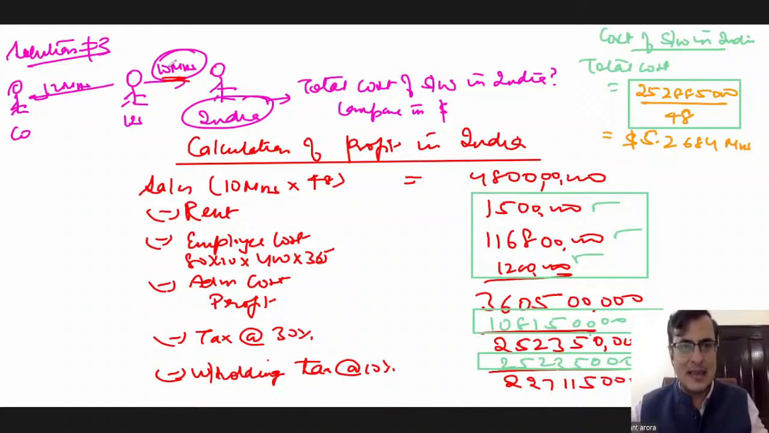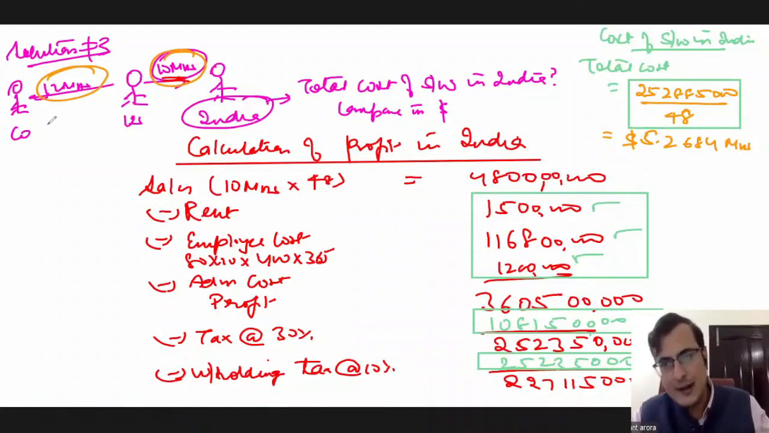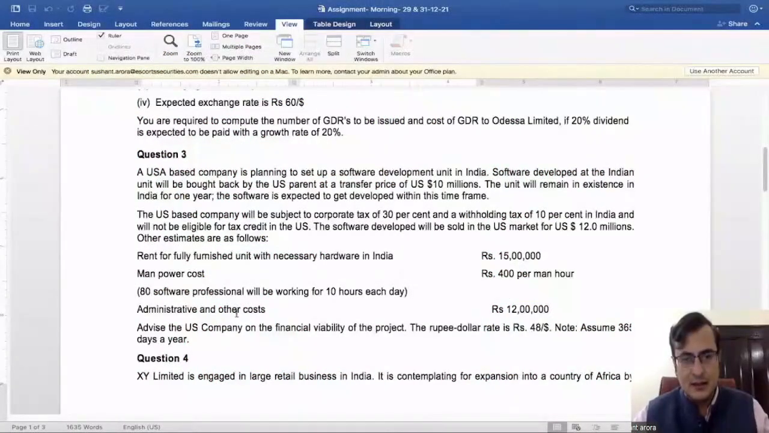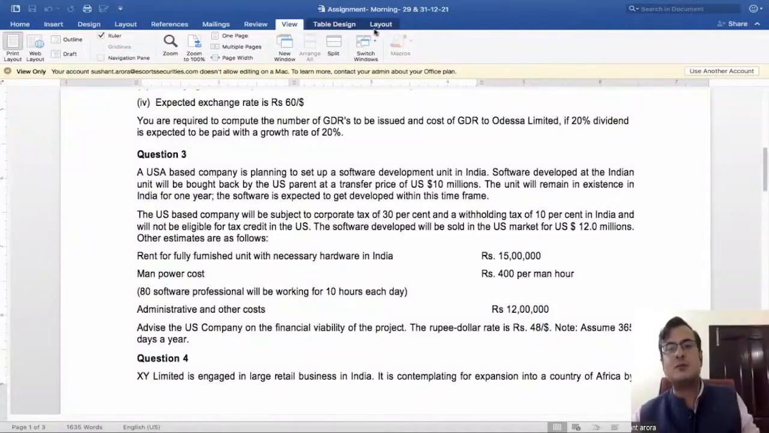Okay, they will sell it at 10. They will give 10 millions for that, and they will sell it at 12 million. So can you calculate the profit in the US? Can you calculate that? This is their total cost in India, 5.268. So the tax paid here, will they get any credit for that or not? We have to tell from the perspective of the US company.